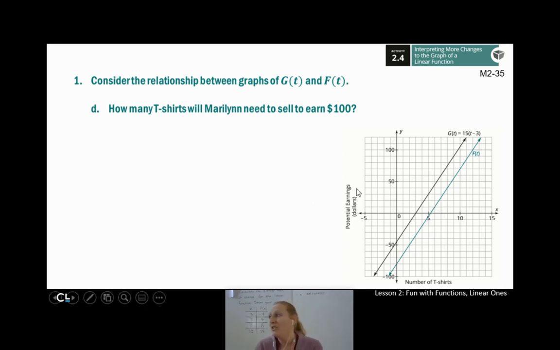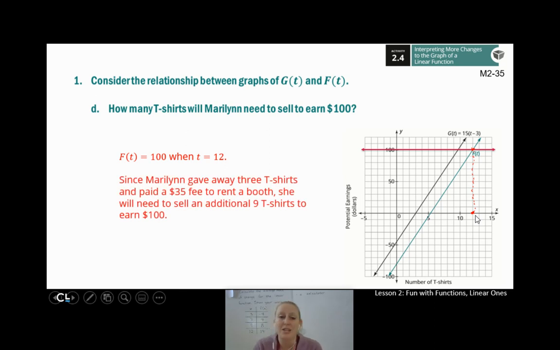Because I don't have an equation this time, and I've been relying pretty heavily on those equations, I'm going to use the graph. So for $100, I'm going to draw my line across. Okay, that is where it hits my graph. Awesome. So this is where it hits my graph. Oh man, and that's what, 12? That looks like a 12 right there. Yeah. So f of t equals 100 when t equals 12. So since Marilyn's giving away 3 t-shirts and paying $35 to rent the booth, she's going to need to sell 12 t-shirts, 9 on top of the 3 she's giving away, in order to make $100.